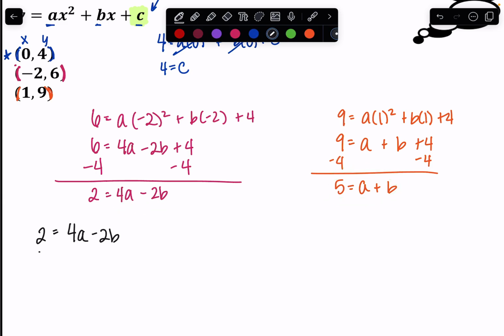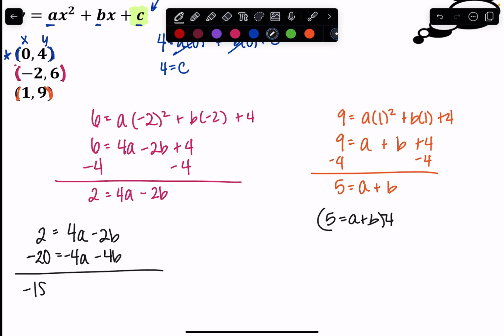So I'm going to multiply everything by 4. So I'm going to write that right here, and I'm going to multiply by 4 here first to get my A's to cancel. And so when I do that, I get 20 equals, or sorry, I want to multiply that by a negative 4, right? So I have a negative 4a, and then minus 4b. And so now I have 2 minus 20, which is negative 18. 4 minus 4 cancels. Negative 4 minus 4 is negative 6. So therefore, when I divide by negative 6, I get b equals 3.